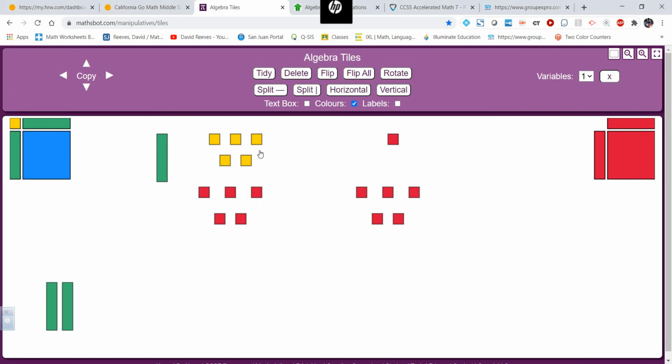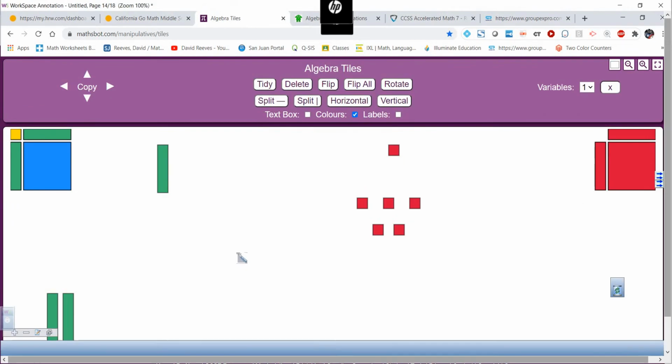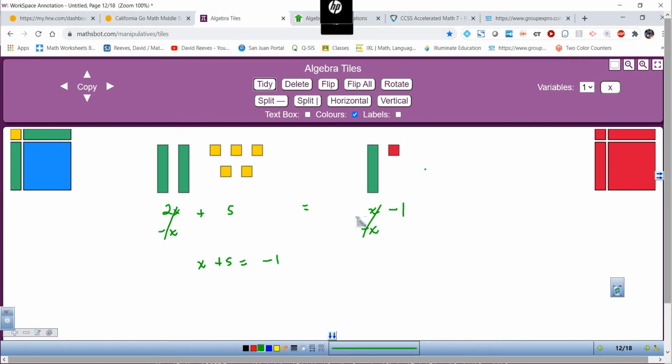Now, what's going to happen with these? They're going to cancel. Go away, go away. Gone. And what do I now have? I have x equals negative 6. So if we go back in time here to where we were, what I did was I added negative 5, but that's the same as subtracting 5, right? Because adding 5 negatives is equivalent to subtracting 5. So I did that, and I get x is equal to negative 6.